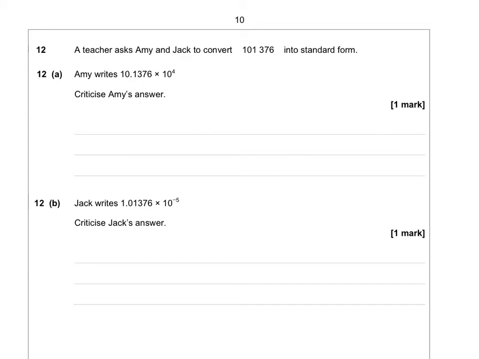Question 12. A teacher asks Amy and Jack to convert this number into standard form. Amy writes this. Criticise her answer. Her answer is incorrect because the first part of the number has to be between 1 and 10, not including 10. And this is our reason.